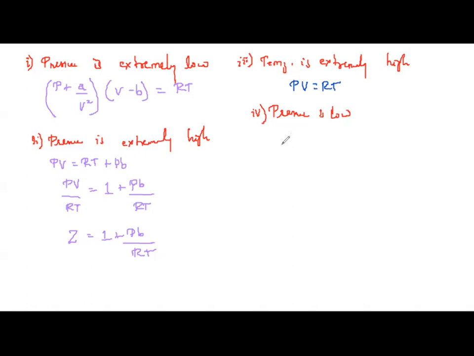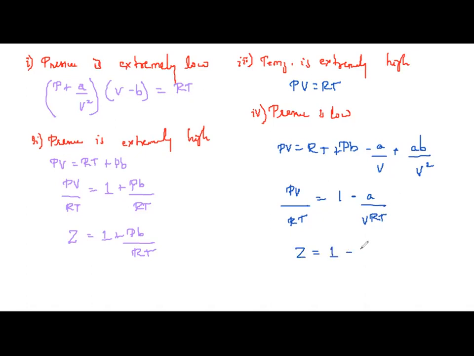This can also be written as PV = RT + Pb − a/V + ab/V². I can write it like this also. Or it can be written as, dividing all of them by RT, PV/RT = 1 + ... I will simplify it completely, and I'll write the equation: 1 − a/VRT. That is nothing but PV/RT. Z = 1 − a/VRT. See, compressibility factor, it varies. Yes, it varies. Is that right?